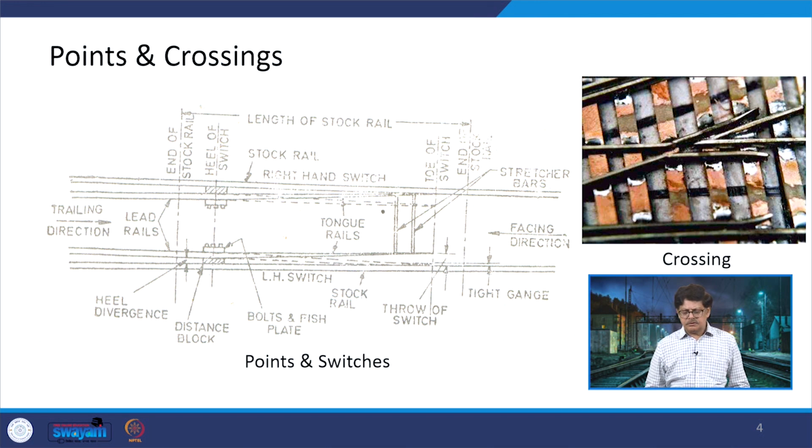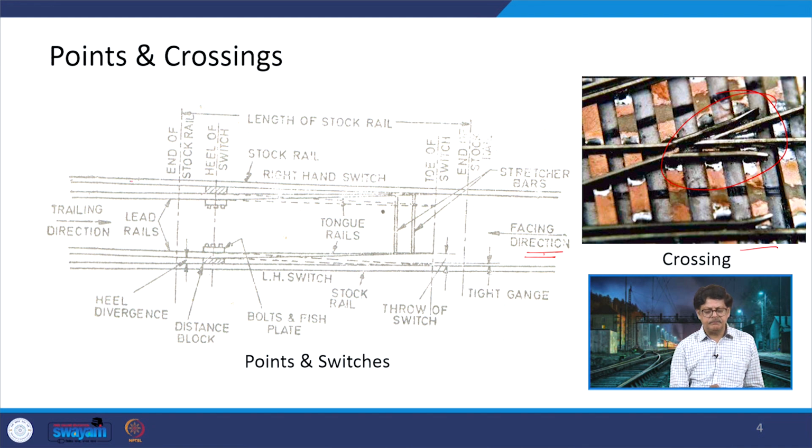Now, this is a diagram for the points and crossings arrangements. Here, because you are looking at this particular points and switch operation from the crossing side, this is a crossing. If you are looking from the crossing side here, that is a facing direction when you look towards this side. When we are talking about the trailing and facing direction, that is a different thing, but let us look at the combinations.